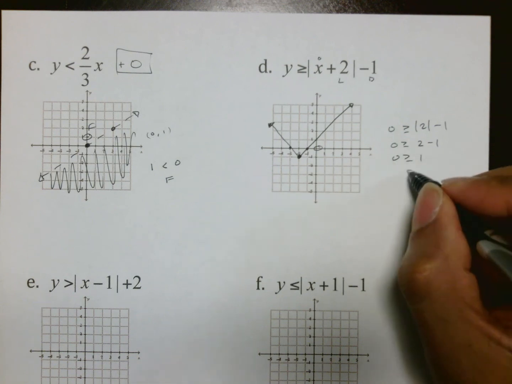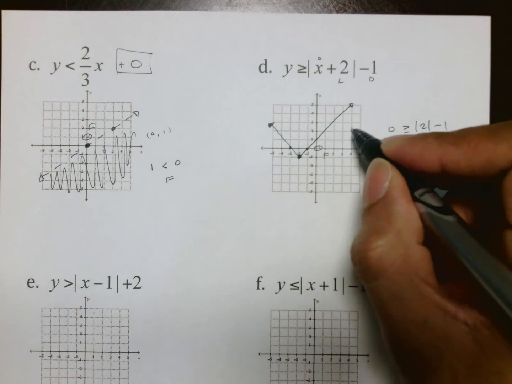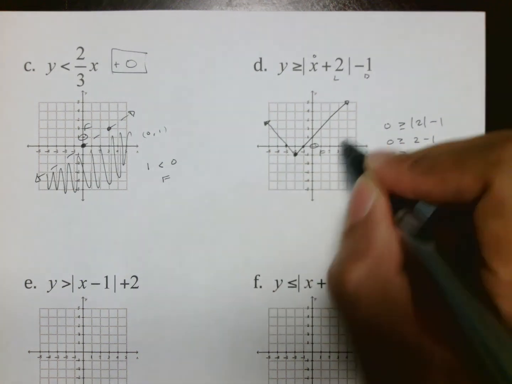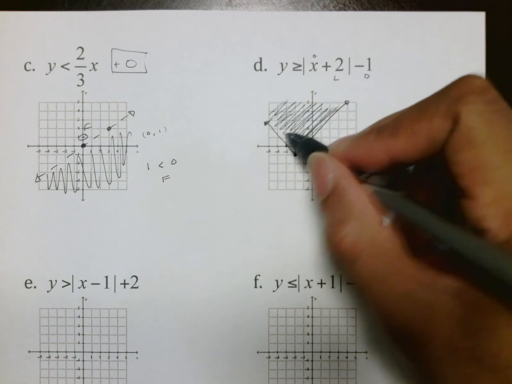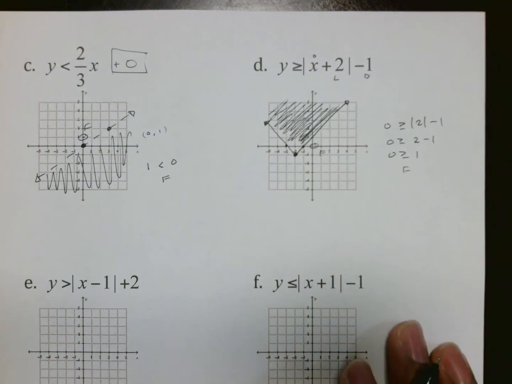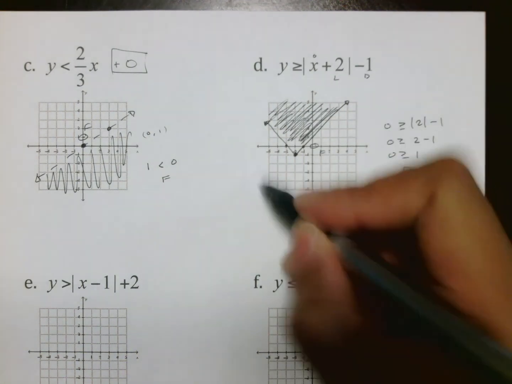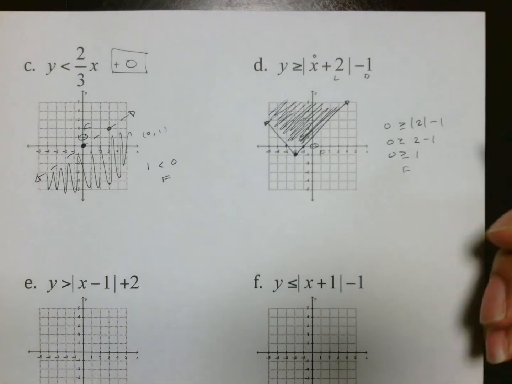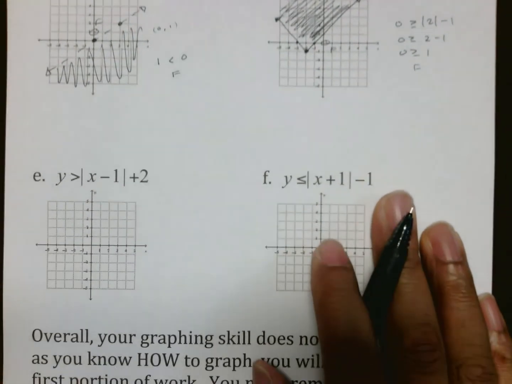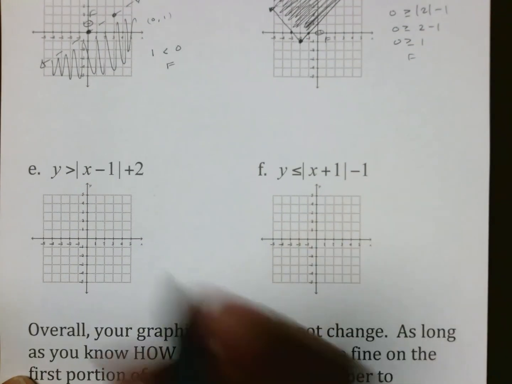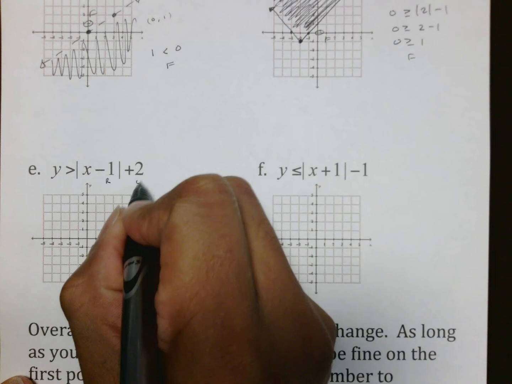0 bigger than 1 is false, which means we don't want anything on this side of the barrier, which means we want the inside portion of that barrier. If it was true, we would have shaded everything outside. But again, once you see true or false, once you check it, make sure you figure out what part you're shading before you shade.